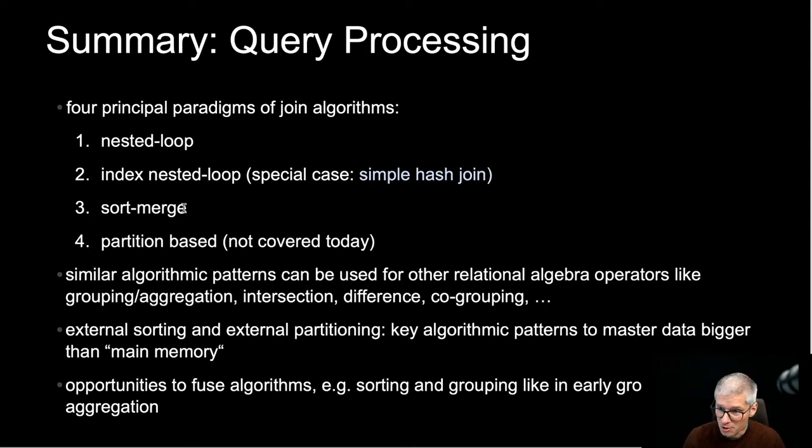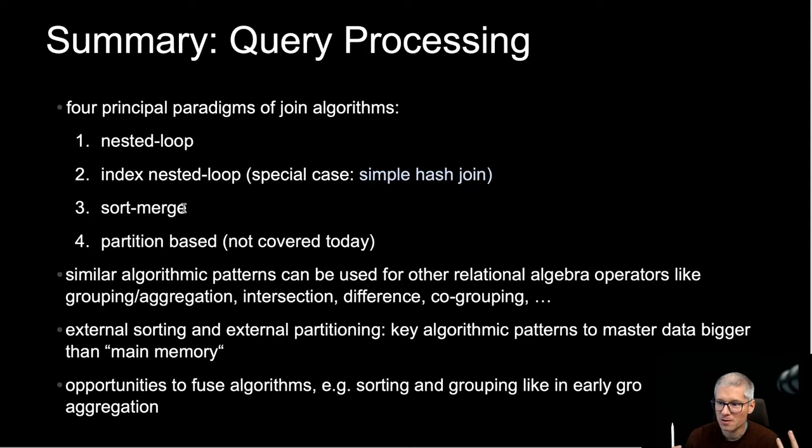Then there's the sort merge join algorithm. We will also revisit that because it's an important algorithmic paradigm. It's very useful in situations when the data is already sorted. If you join two relations and you still have to sort the data using some n log n algorithm, that may be too costly. But if both relations are already sorted, that algorithm may be very cheap.